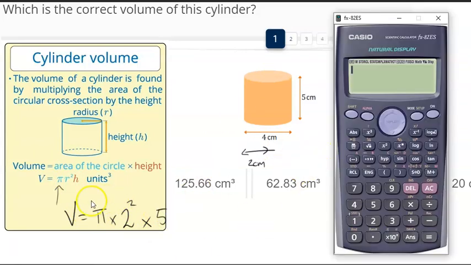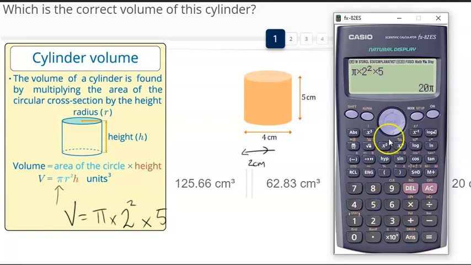All I've done is just replace what letters I know within the formula. So our volume is going to equal, to get pi, it is shift and the 10 to the power x button. This will give me a pi. You can see a little pi on the top, multiplied by 2 squared. I know this to be 4, but let's just use 2 and that square button there. 2 squared, multiply that by 5.